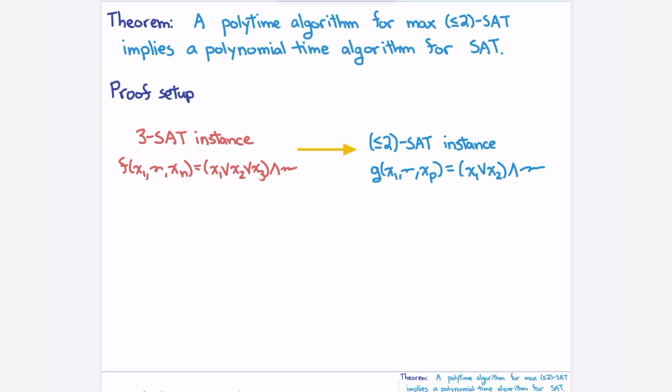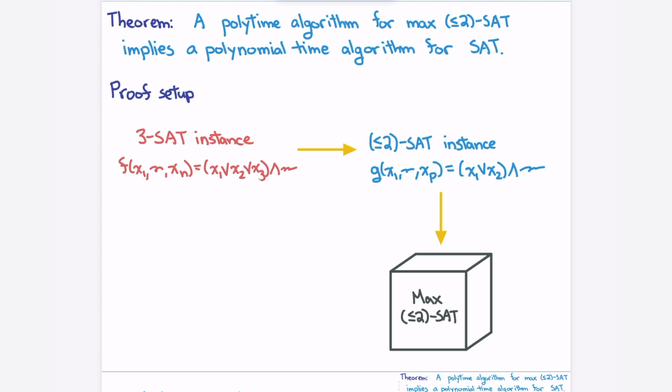And then, suppose you could solve this problem, right? And you can give it an at most two sat formula. It'll tell you how many clauses can be satisfied, right? It'll give you some number, right? And if you can take this number and interpret it as a yes, no for the original problem, and it's all correct, then you'll have solved the original problem. Okay, it's just a diagram for a reduction, but right.